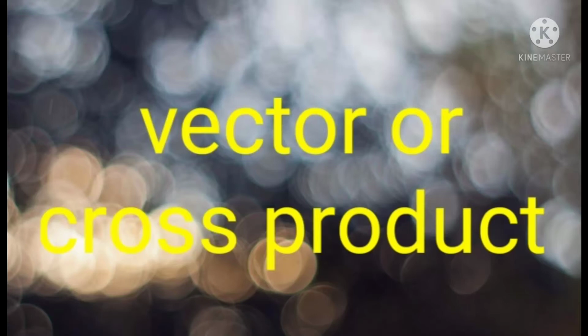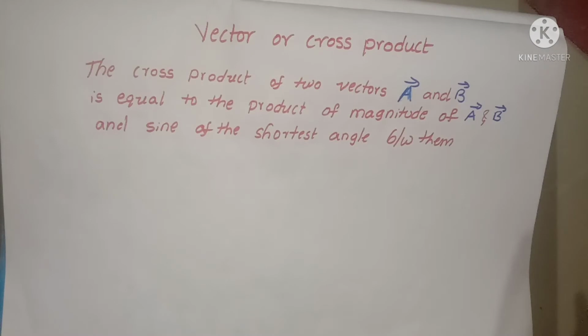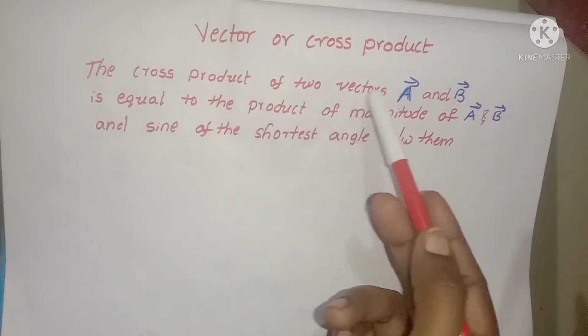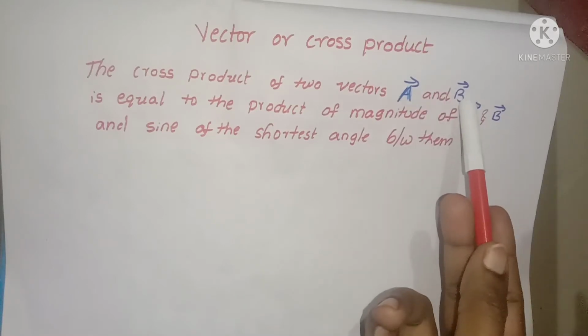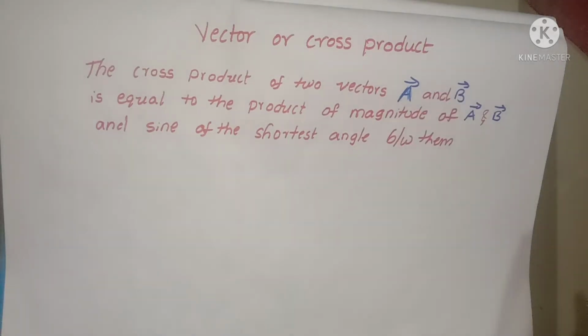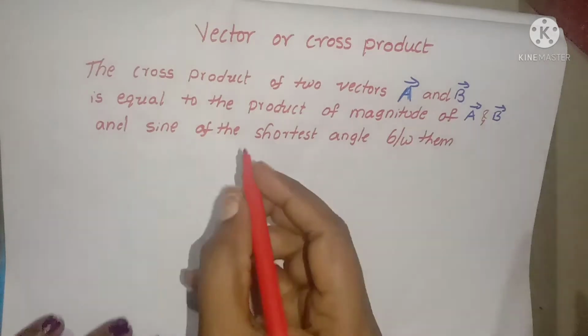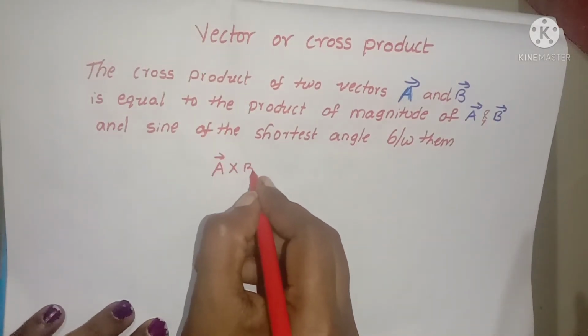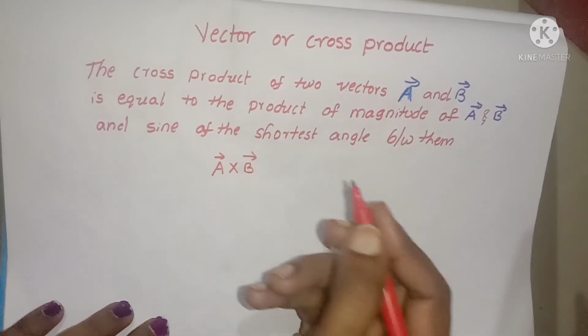In this video I am going to explain about vector or cross product. The cross product of two vectors a bar and b bar. So first, how can you represent that cross product? It is a bar cross b bar. This is the representation of cross product.